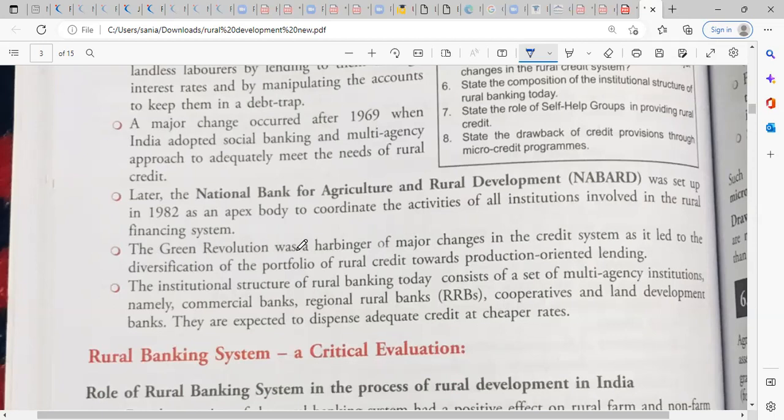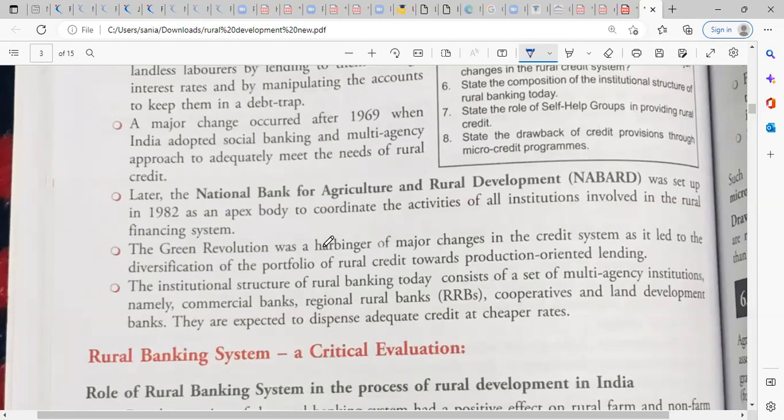Then the Green Revolution was a harbinger of major changes in the credit system as it led to diversification of the portfolio of rural credit toward production-oriented lending. Okay, so everyone was giving money for production. Then the institutional structure of rural banking today consists of a set of multi-agency institutions, namely commercial banks, regional rural banks, cooperative and land development banks. They are expected to disperse adequate credit at cheaper rates.